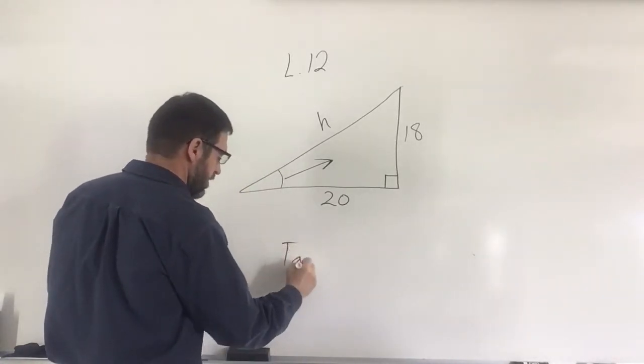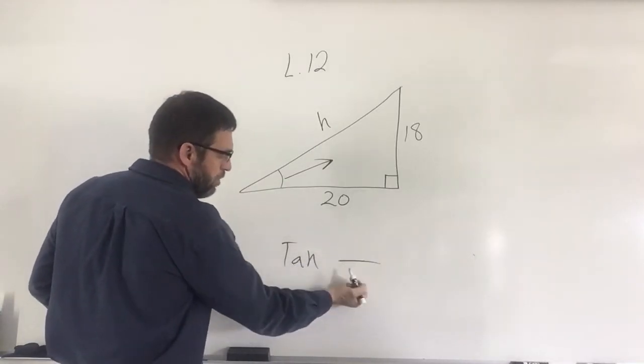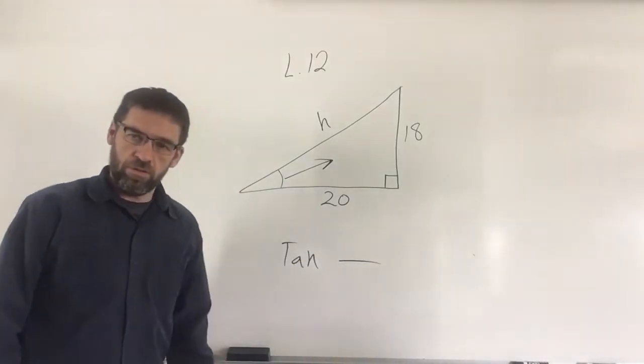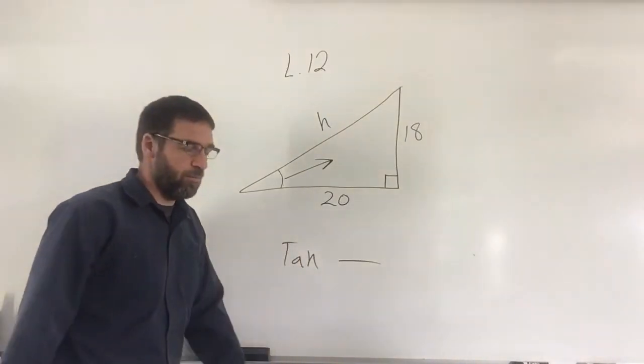I'm going to put 10. I'm going to abbreviate it. And the formula is, which one do I put on top? Which one do I put on the bottom? It's opposite leg and adjacent leg. So which one should you put on top?